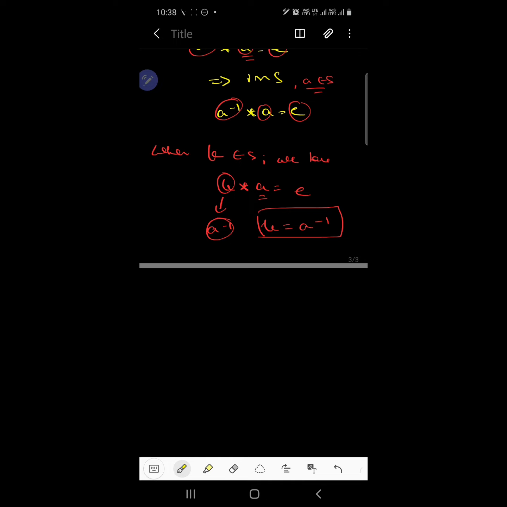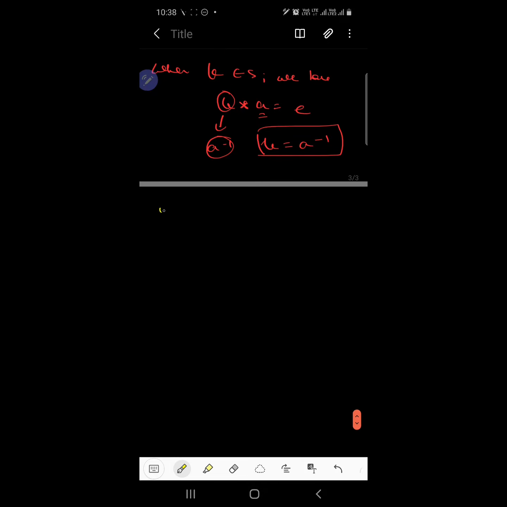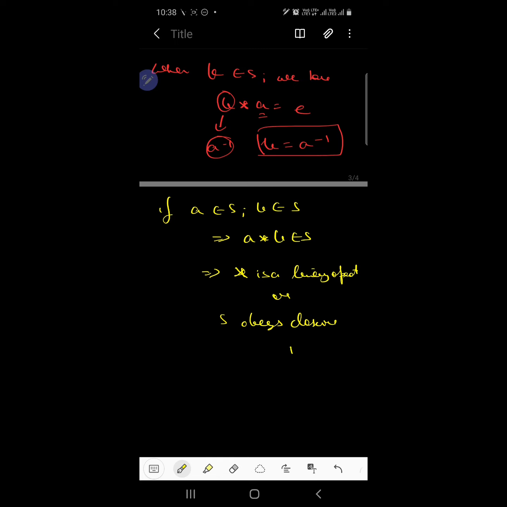So now this was the first case. Now what will be the second case? So now if A belongs to S, B belongs to S, that implies A star B belongs to S. What does this imply? Star is a binary operation, or S obeys the closure property.